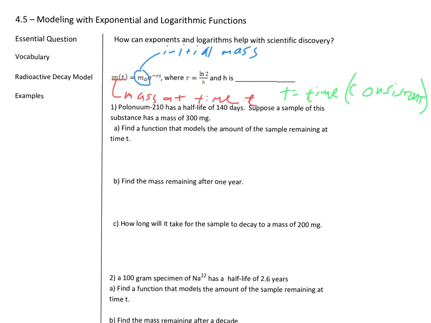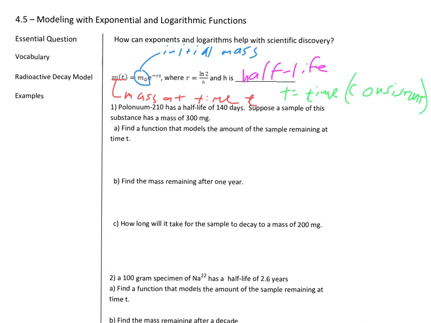R is the decay rate, but it's going to be defined by ln of 2 divided by h, where h is the half-life. So half-life is the amount of time that it takes for the radioactive material to be cut in half. So that is that. Okay, awesome. So we'll take a look at some problems here then, just using this formula.